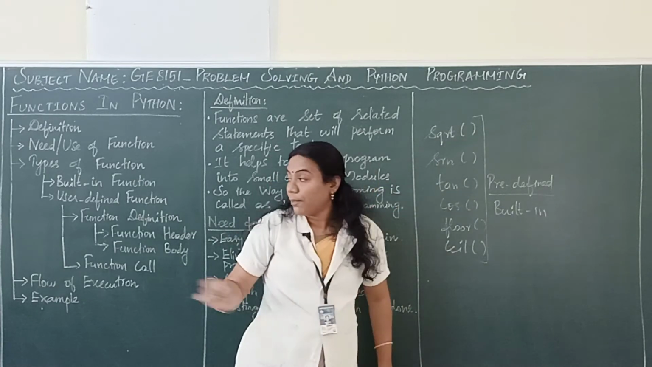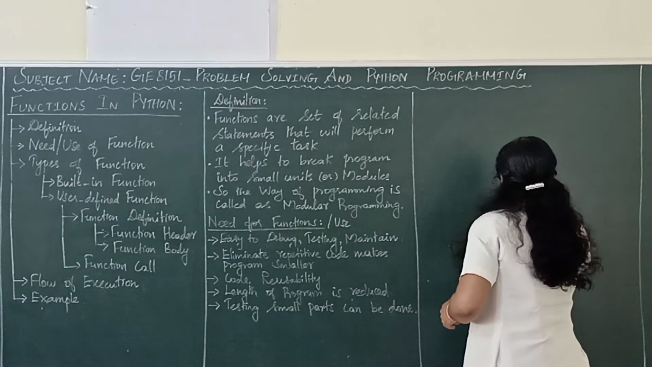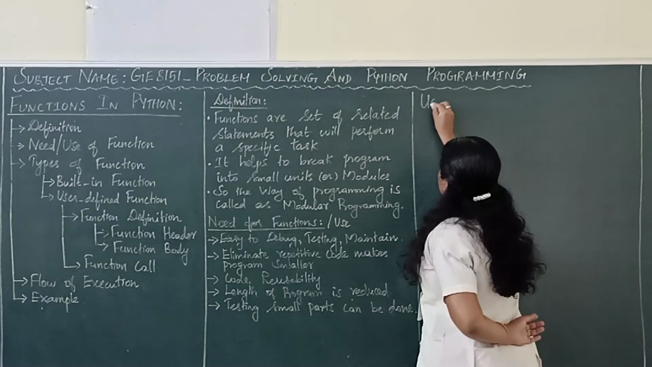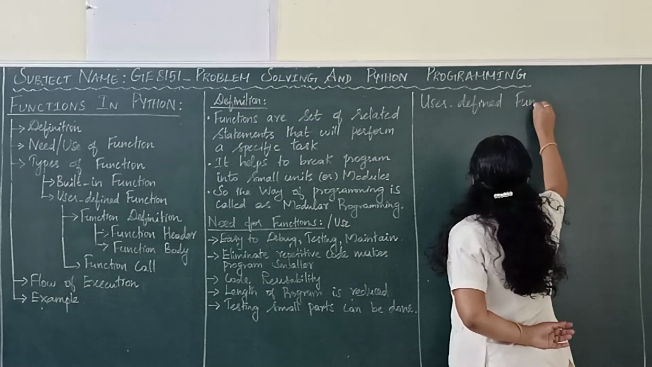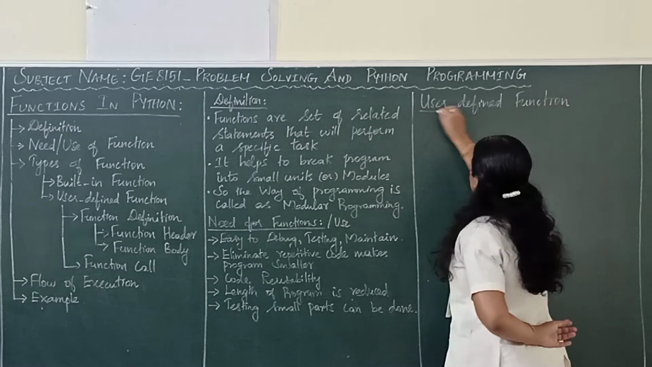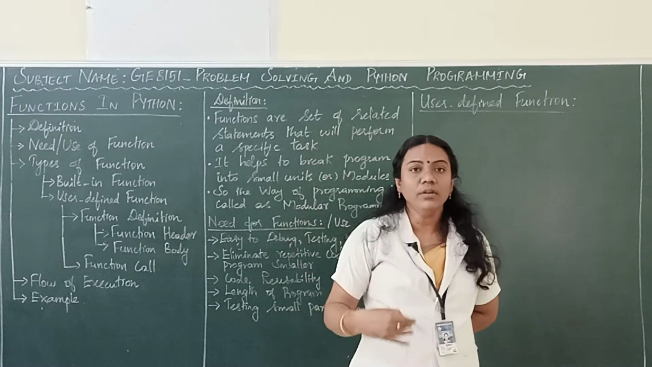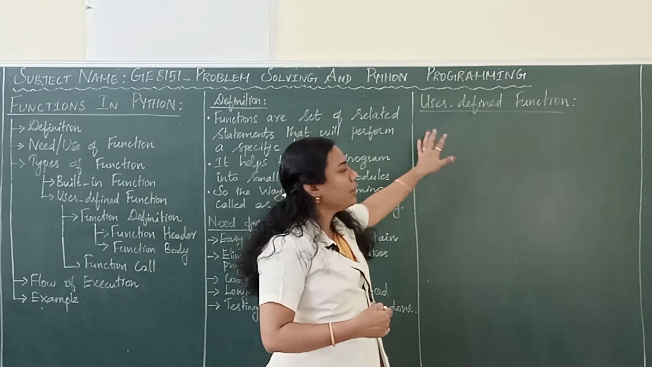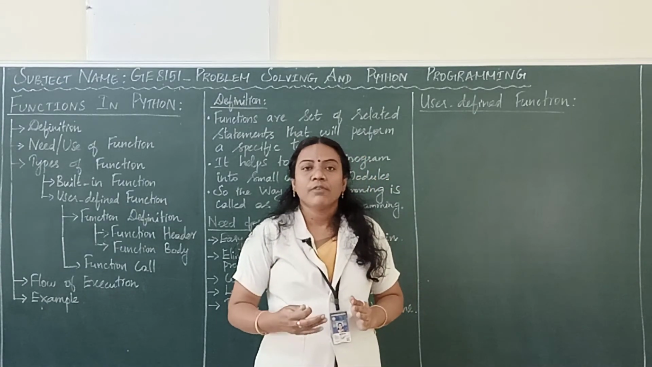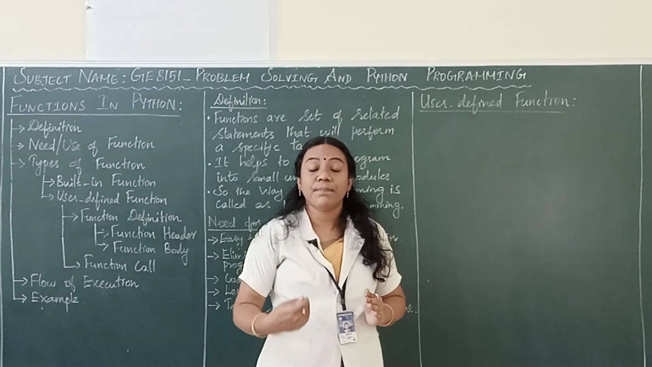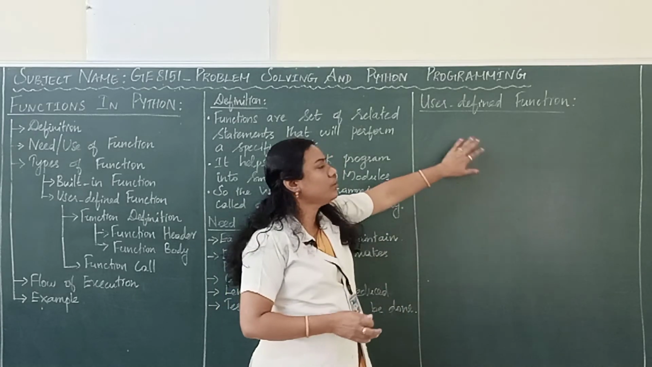The next thing is user defined functions. Our concentration is on user defined functions. Who is the user? The programmer is called the user. Depending upon the need of a particular user, the user can create their own function. A user defined function is nothing but a function that a particular user writes on their own, for his or her requirements.